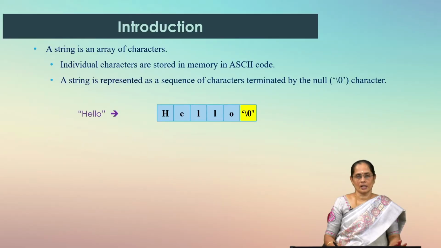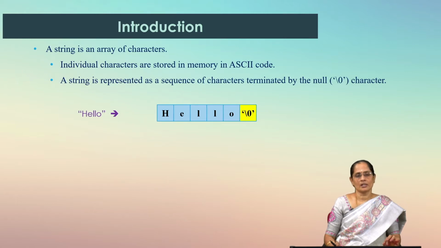Now, we have already learnt about arrays. We have learnt that an array is a data type which can hold a collection of data of the same type stored contiguously. We have learnt about handling integer arrays, float type arrays and character type arrays. The character type array is actually named a string. So, we can say that a string is an array of characters. Individual characters are stored in memory as ASCII codes.